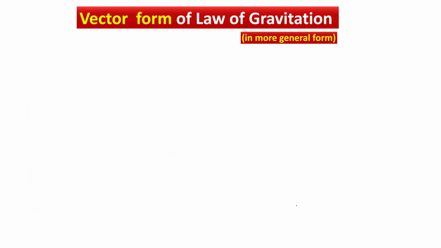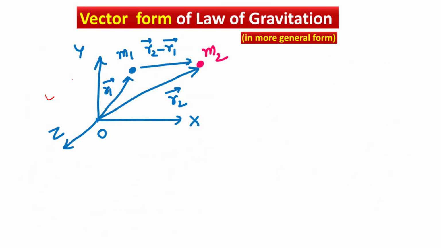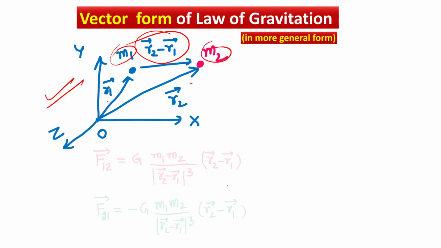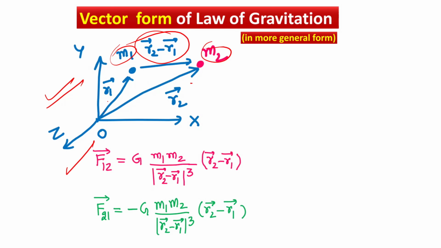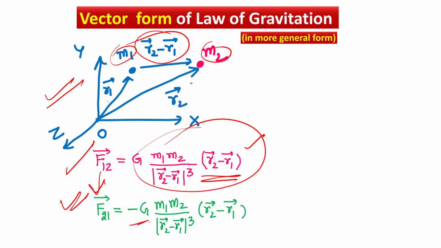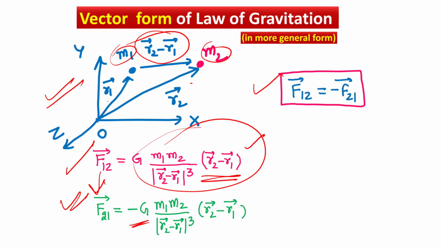Okay. Now, in more general form, you can see in this diagram the two masses m1, m2 are having position vectors r1, r2 like this. So the position vector from m1 to m2 is nothing but r2 minus r1. Implying this, we can say f12 is G m1 m2 upon mod of r2 minus r1 squared, in the direction of r2 minus r1. And similarly, f21 is equal to minus G m1 m2 upon mod of r2 minus r1 squared, the same expression with a negative sign. Okay. So this is the more general form. f12 is equal to minus of f21. I hope you get it.